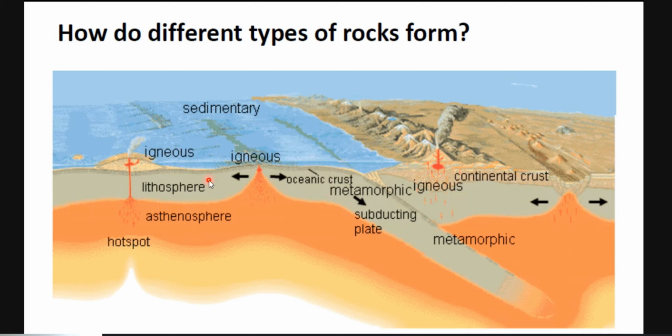Suppose this is the crust. We are studying the processes by which rocks are made. There are three types of rocks: first is igneous, second is metamorphic, third is sedimentary. So how are sedimentary rocks made? Sedimentary rocks are made like this.